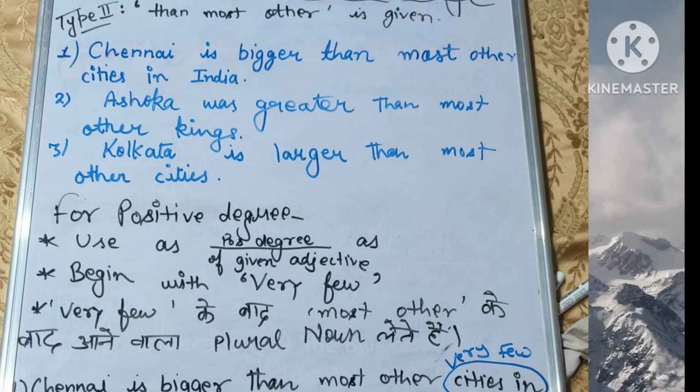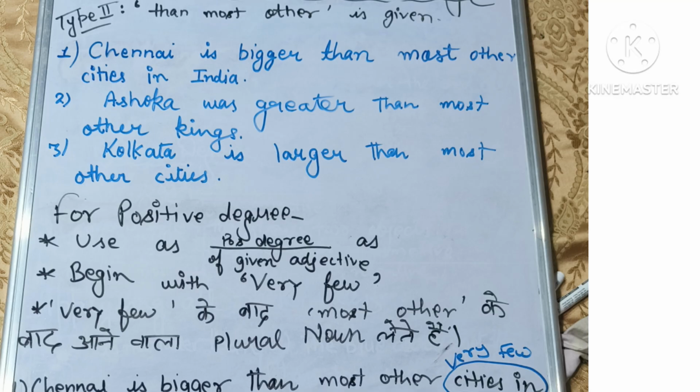Now the second rule says that you have to begin the sentence here with "very few". So yes, this is a strict structure that you have to learn, right? So for these types of sentences, when you get the "than most other" structure in the sentence, you have to begin the sentence to transform into positive degree with "very few", right? So here we will start the sentences with "very few". This is the rule number 2.